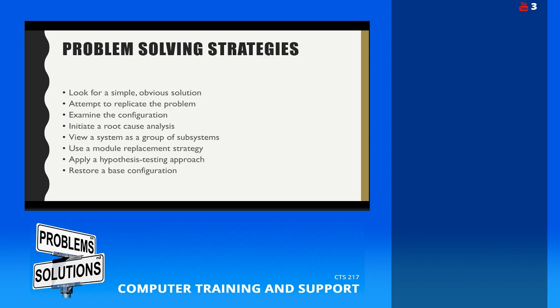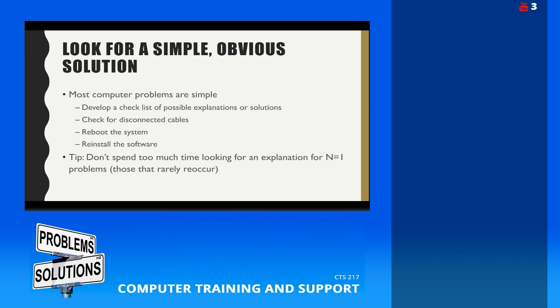Apply a hypothesis testing approach, which is your basic cyclical, iterative strategy, and restore-to-base configuration. If all else fails, reset factory settings. You can always try that. So we'll talk about some here, and I'll skip through some of these for the sake of time, because we're running short on our usual 30-minute session.